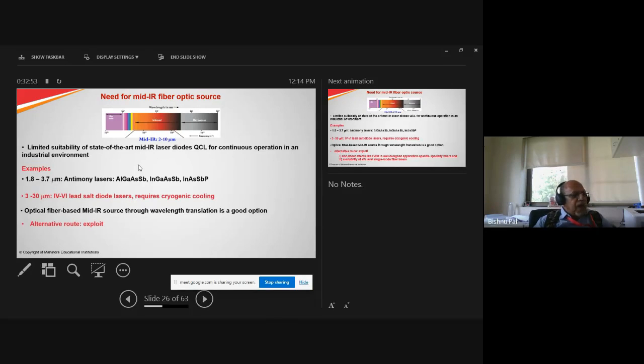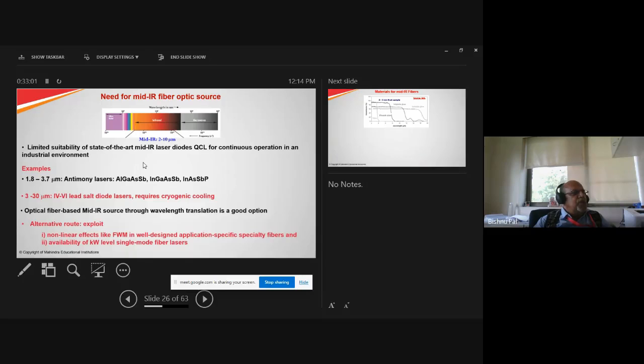So we had a project from the Naval Research Labs funded by the US Navy, an alternate route to exploit nonlinear optical effects to generate light at the mid-IR wavelength. We exploited nonlinear effects like four-wave mixing in well-designed application-specific specialty fibers, and the availability of kilowatt-level single-mode lasers.